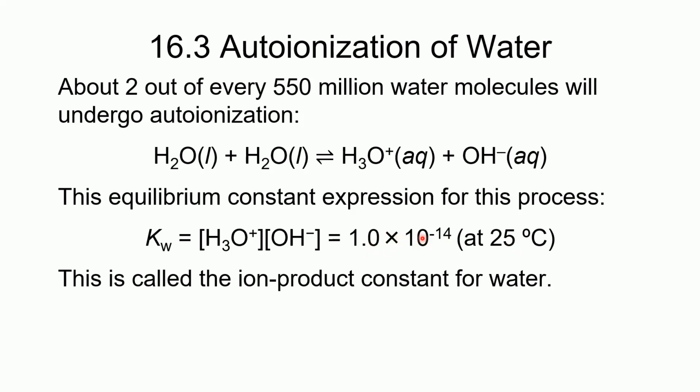This number changes pretty significantly if you change the temperature. For purposes of this class, we're going to stick with 25 degrees Celsius for all of our pH and acid concentration, base concentration, all those calculations. If you change the temperature, it's going to be pretty significantly different. Like by the time you get to 40, it's like 2 times 10 to the negative 14. I don't remember the number exactly, but it is pretty significantly different.